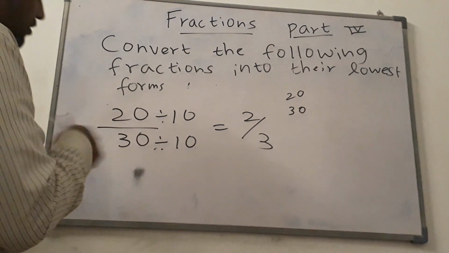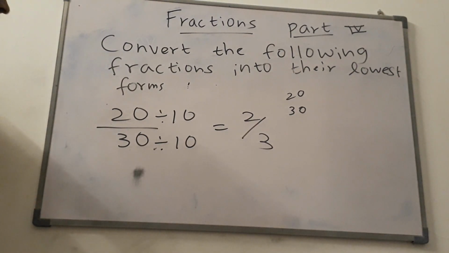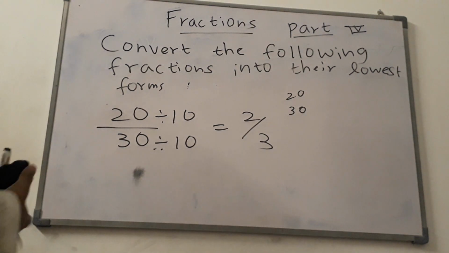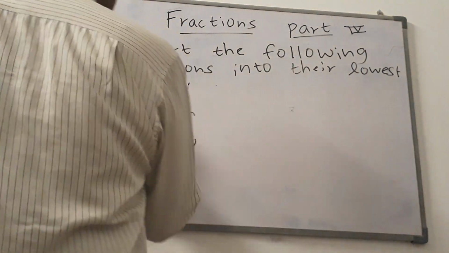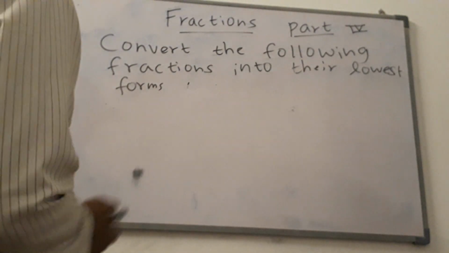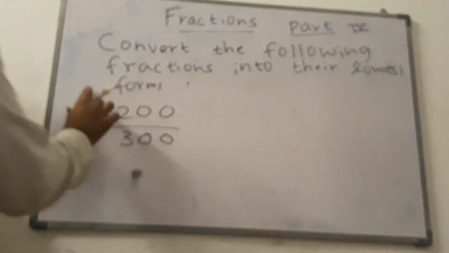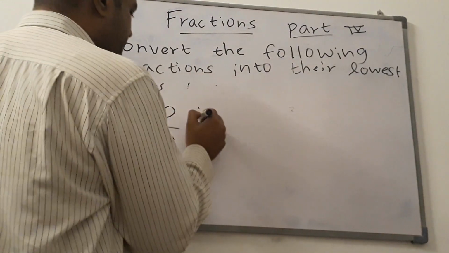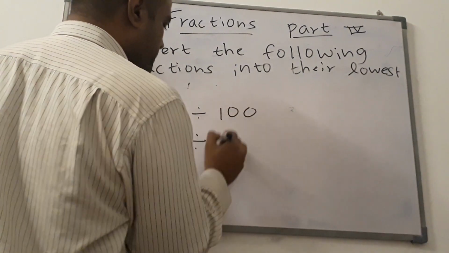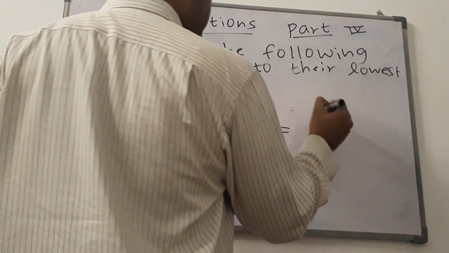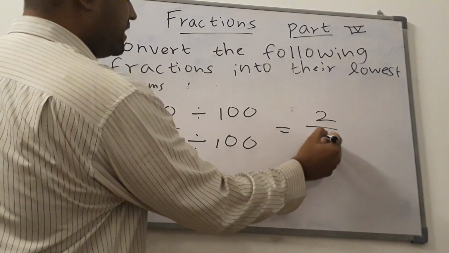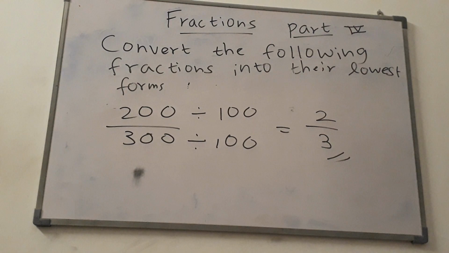So if there are zeros to the right of the number, you can divide such figures by 10 easily. So 2 over 3 is the lowest form of 20 out of 30. Same as 200 out of 300. Both have two zeros, so we can easily divide both these terms by 100. 200 divided by 100 means 2, 300 divided by 100 means 3. So that is also 2 over 3.